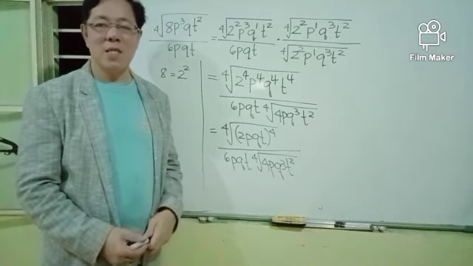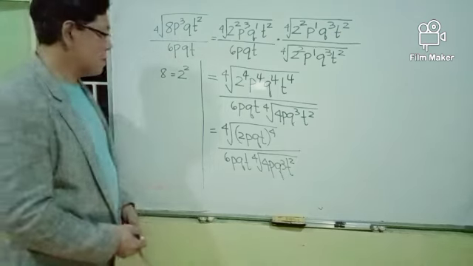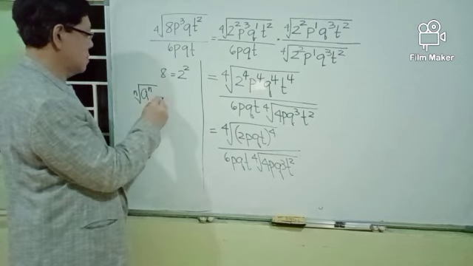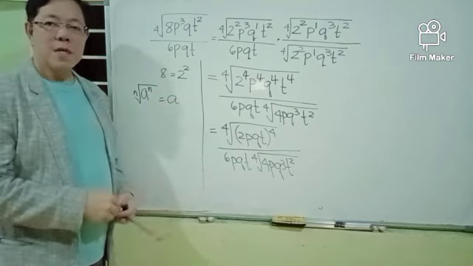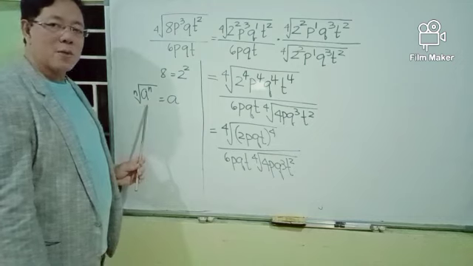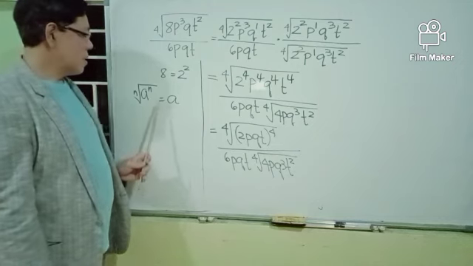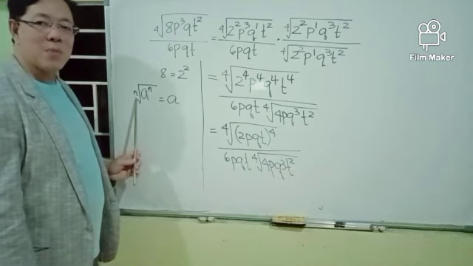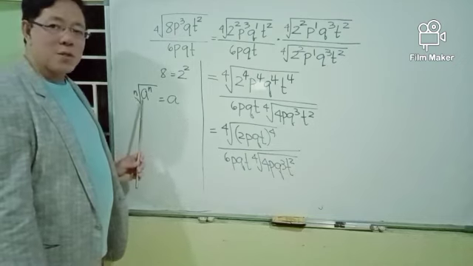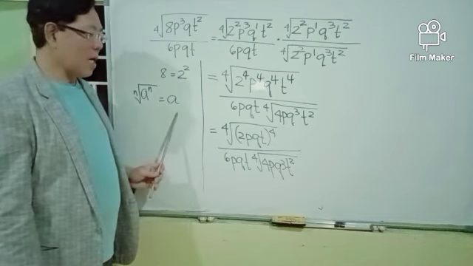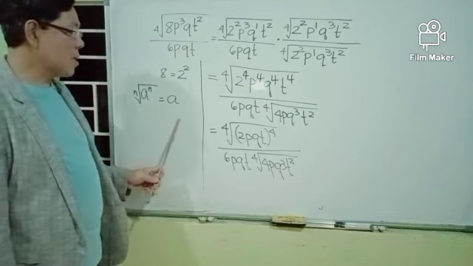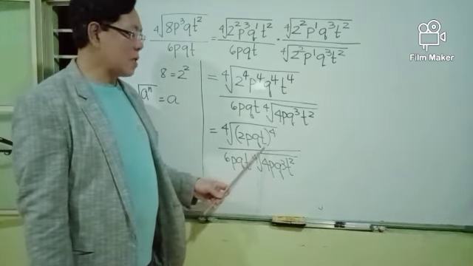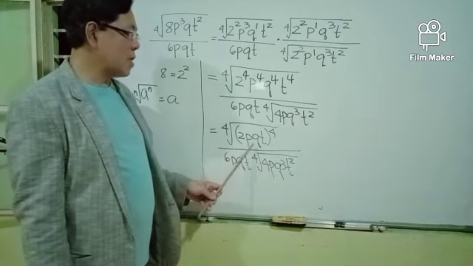And by this property of radical, the nth root of a raised to n is equal to a. If you have the exponent of a, n equal to the index of the radical sign, then the nth root of a to the n is simply a. Applying this property of radical to the numerator, the fourth root of quantity 2pqt raised to 4 is simply 2pqt.